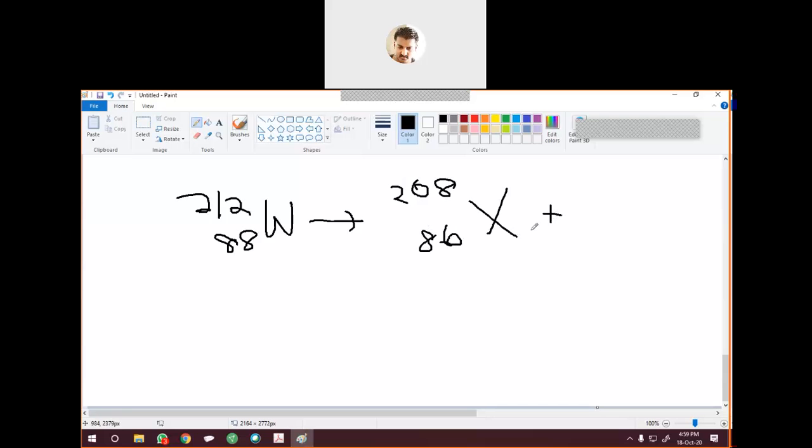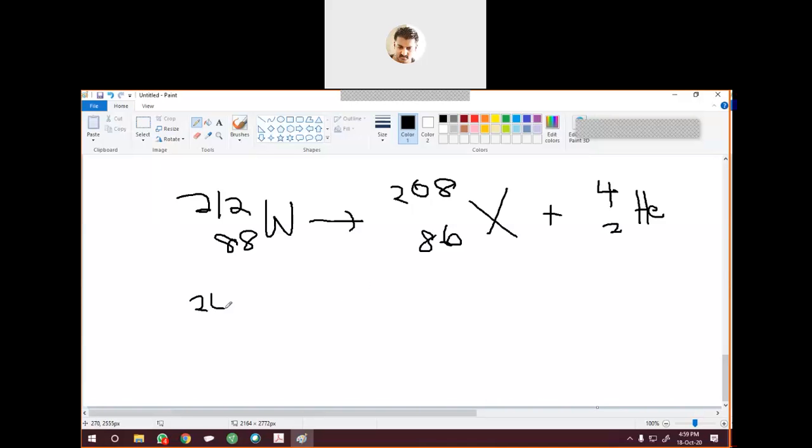So what is the byproduct? From here 12 becoming 8 means 4 is lost. 88 becoming 86 means 2 is lost. So therefore one helium isotope, it's not atom, helium isotope, or you can call it an alpha particle, is lost during this process. Now do the next part.